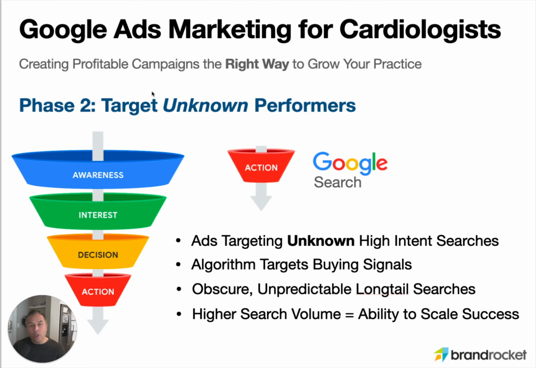We're targeting unknown performers. So this is where we're targeting ads that have unknown high intent searches. So they're still high intent, but people search in very strange ways. And I see this all the time. It's like insane the way that people search. It's like, I never would have thought of that if I'm structuring an account. I never, ever would have thought to put that in the account. But then we take that idea and put it in the account. Right? And again, the algorithm's still targeting buying signals.